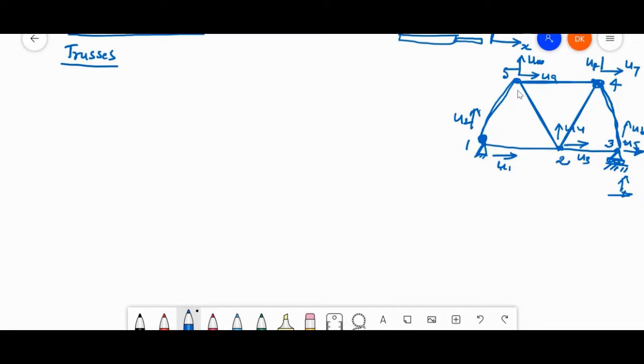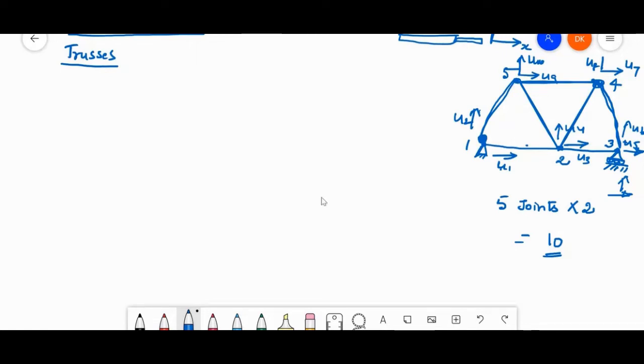How many joints are there? You have a total of 5 joints. And how many displacements in each joint? In this one joint, one horizontal displacement and one vertical displacement will be there. That means there are 2 displacements, 2 degrees of freedom, in each joint. With 5 joints, how many degrees of freedom will there be? 5 into 2, 10. That means u1, u2, u3, u4, u5, u6, u7, u8, u9, u10. There are 10 degrees of freedom.